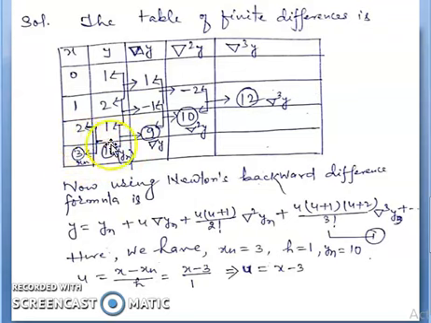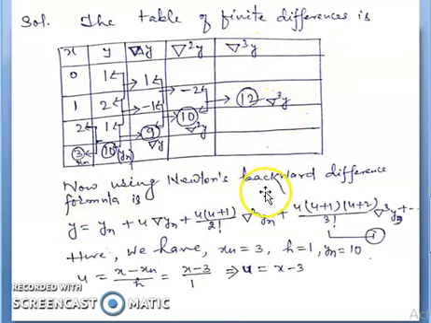Now indicate it as a circle. The last value of x is known as xn. The last value of y is yn. The last value of del y is known as del yn. The last value of del square y is known as del square yn, and the last value of del cube y is del cube yn.